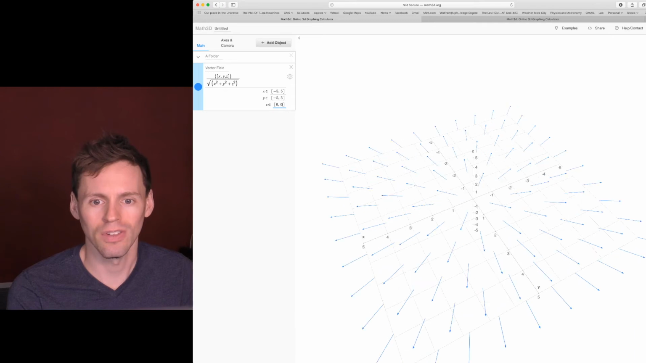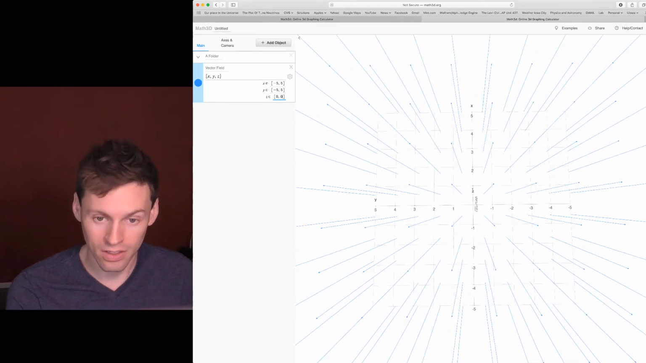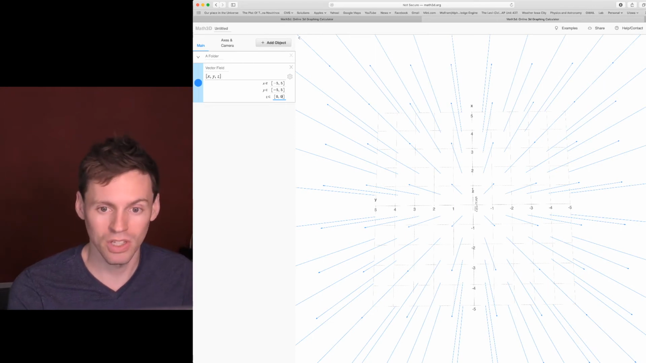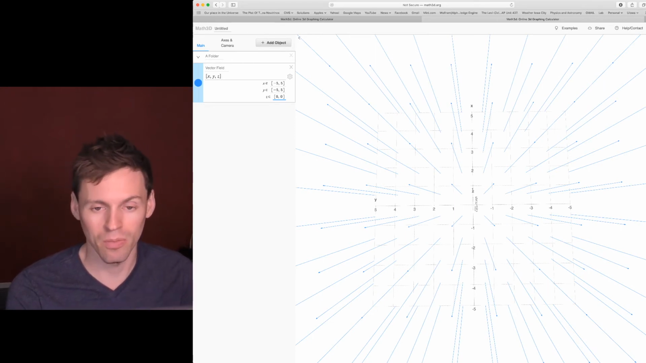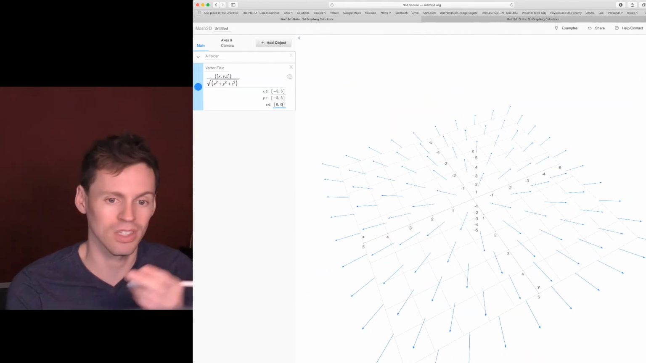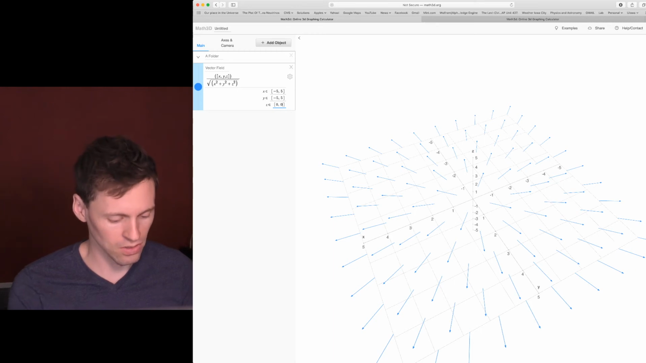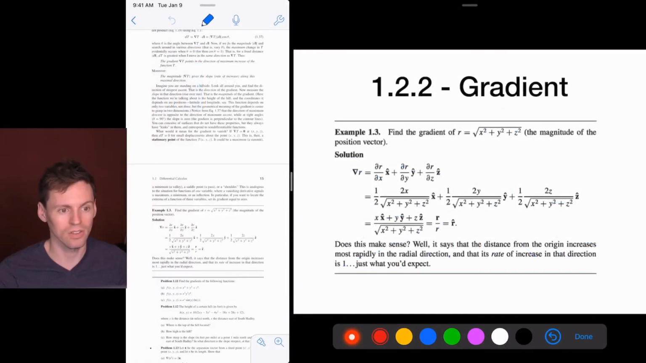So that's what this function is telling us. The position vector is getting longer as you move away from the origin, which makes sense. It's this long, that long, getting longer. And if you take the derivative, it's telling you how quickly that's changing. So it's just increasing by 1 as it goes along. Okay, so let's go back to there.